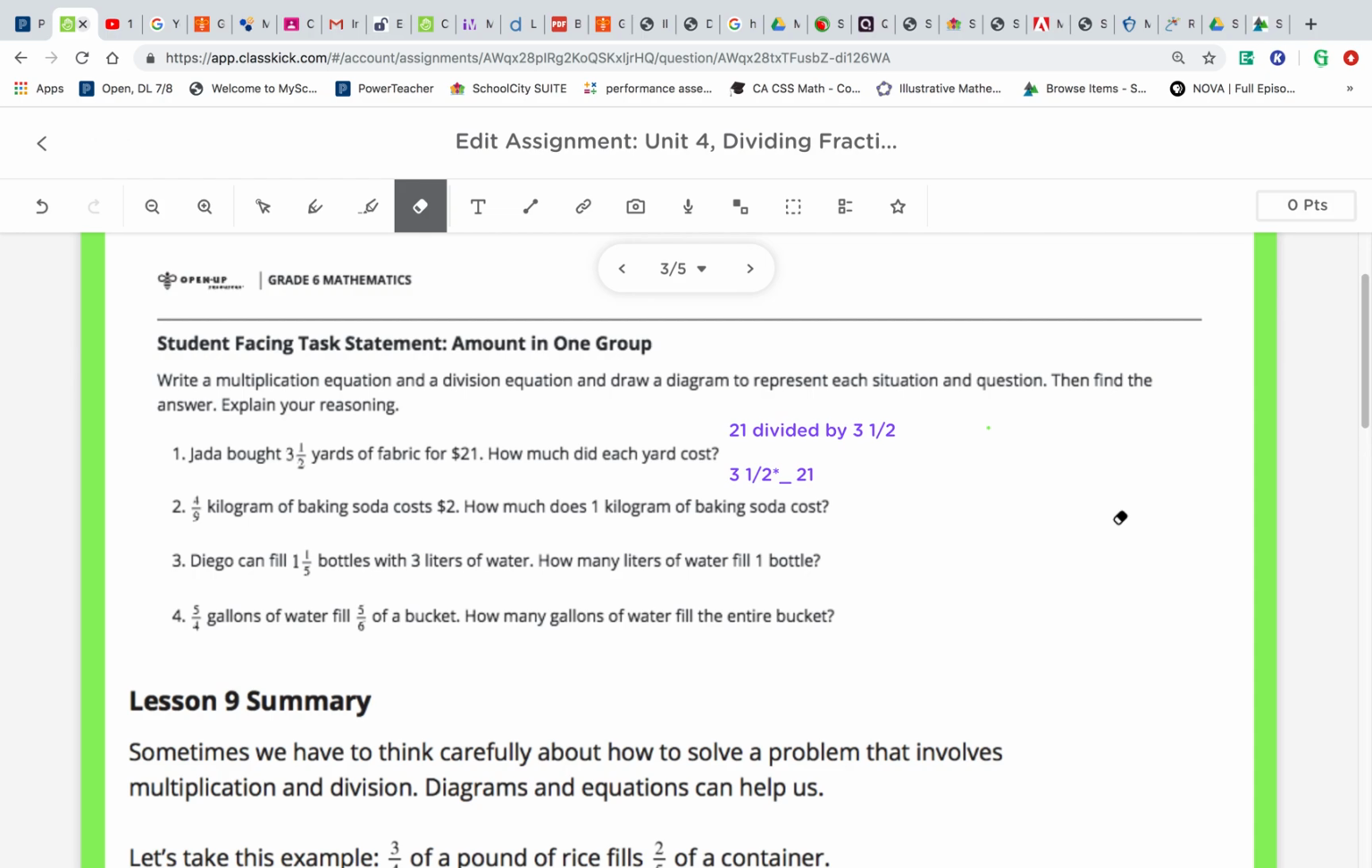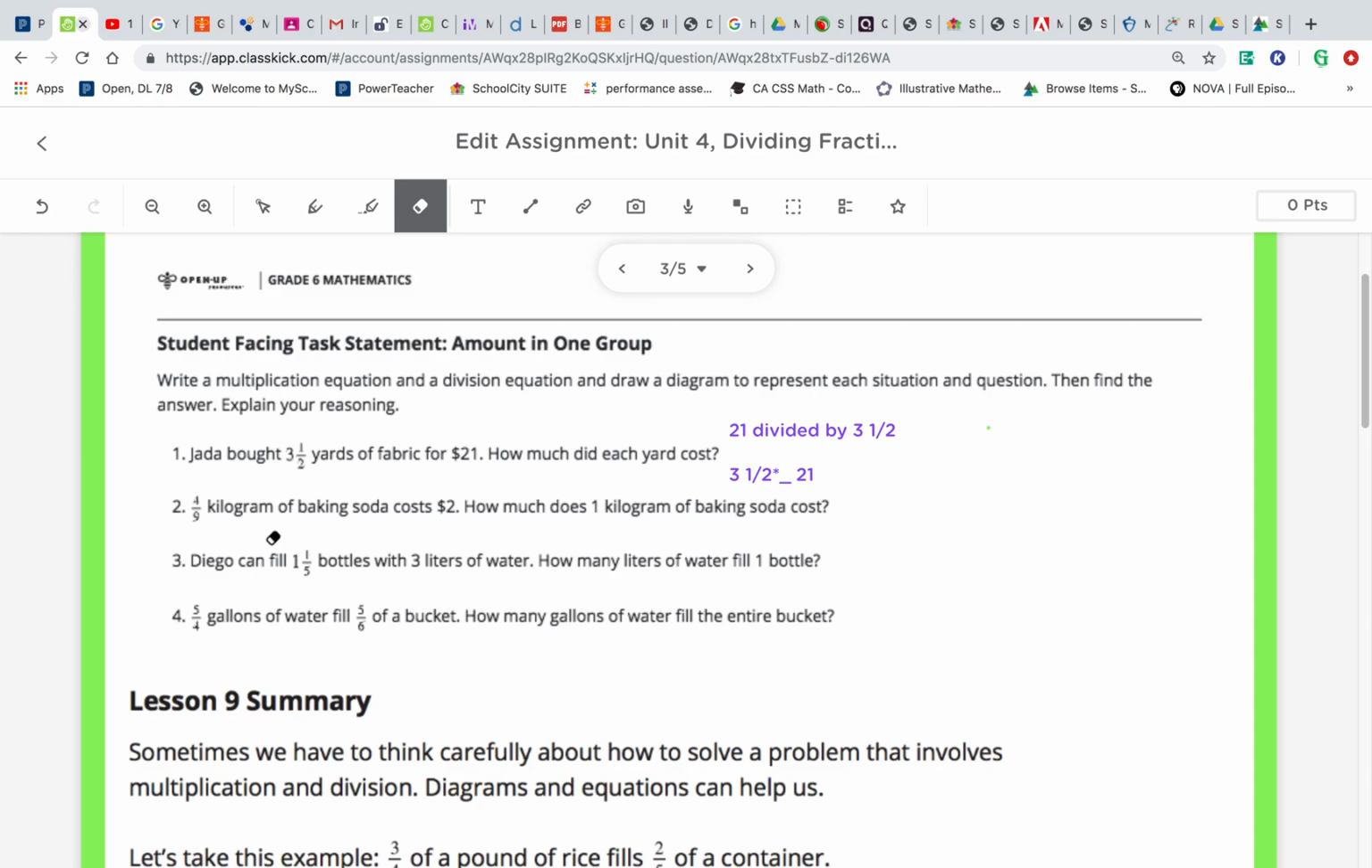All right. So for number 2, 4/9 kilogram of baking soda costs $2. How much does 1 kilogram of baking soda cost? Okay, so it always is good to try to make sense of what's happening in a problem before you get down to the nitty gritty of working it out. Just understand what's happening so you can anticipate what a reasonable answer would be.